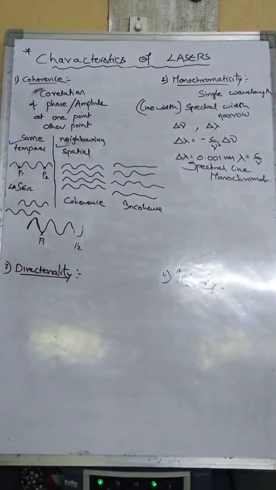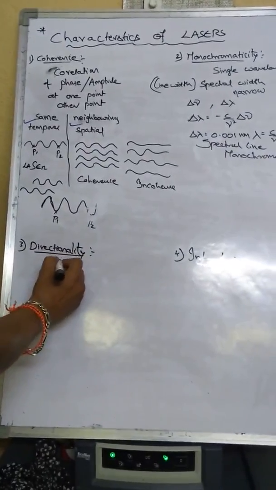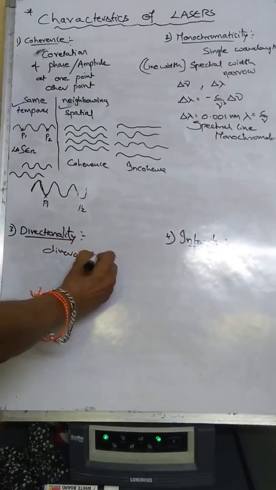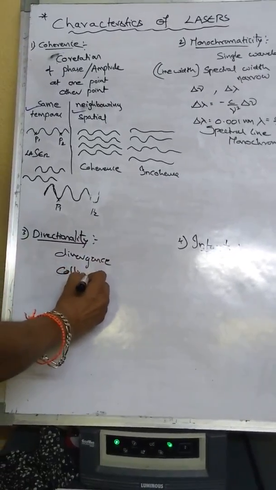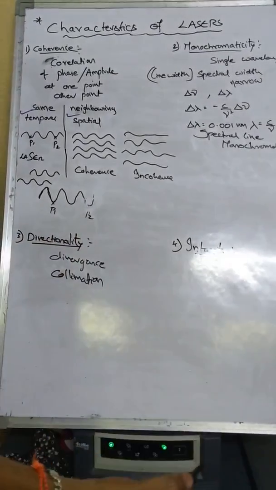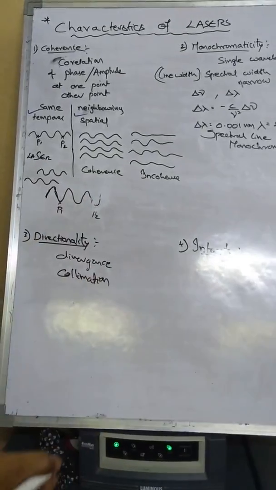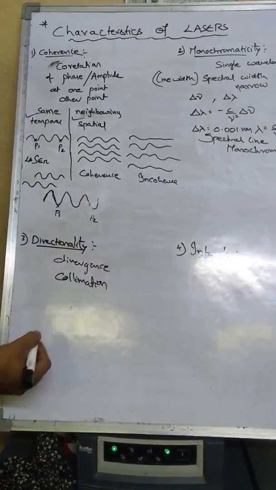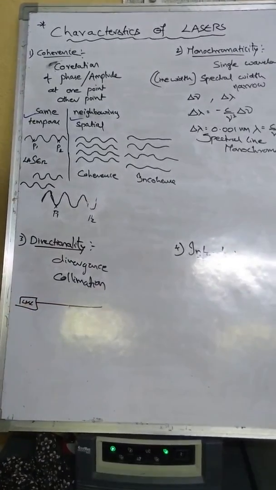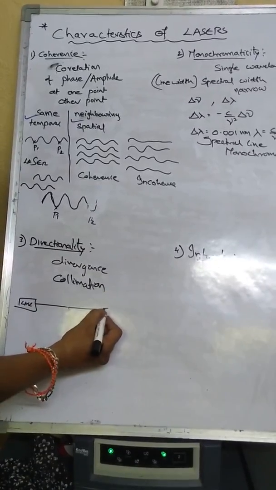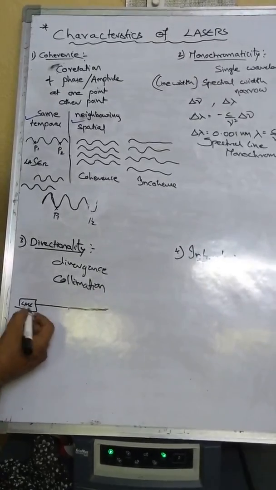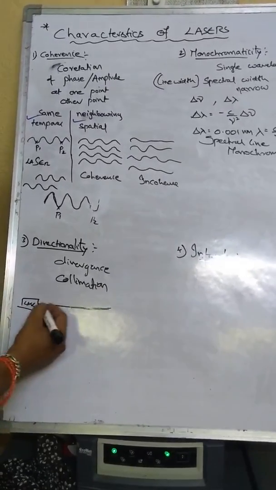Coming to the directionality, it is defined as the quantity of divergence or the quantity of collimation over a larger distance. Ordinary light will be diverging in different directions due to the random photon distribution or due to the spontaneous emission. But a laser light will not diverge much, but at a certain longer distance it will be slightly diverging, the angular dispersion.